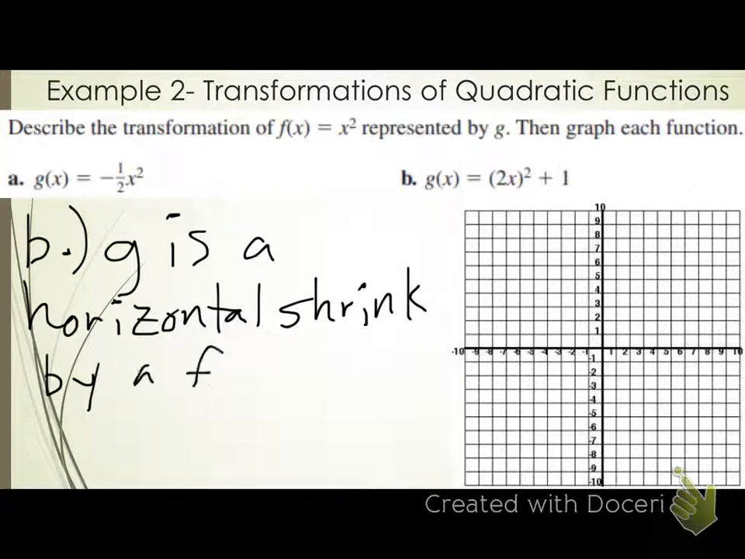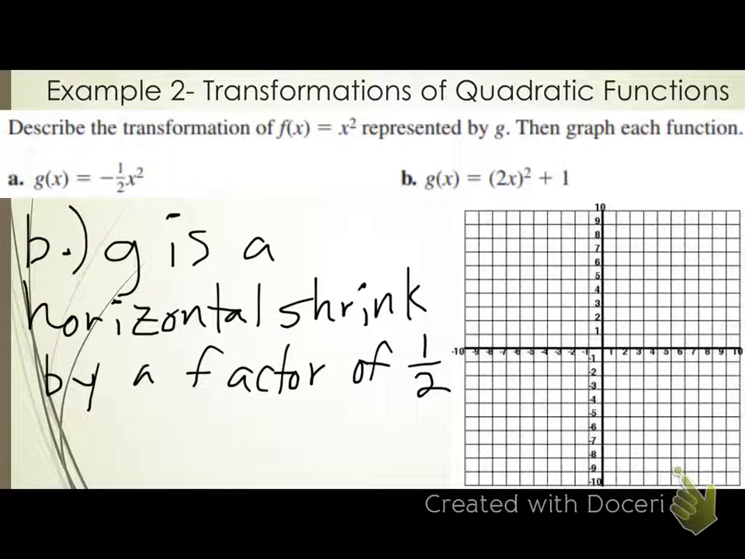By a factor of what? 2. Not 2. Remember, when it's a horizontal stretch or shrink, it's by a factor of 1 over a. So what's my a value here? 2. So 1 over a would be 1/2. By a factor of 1/2.